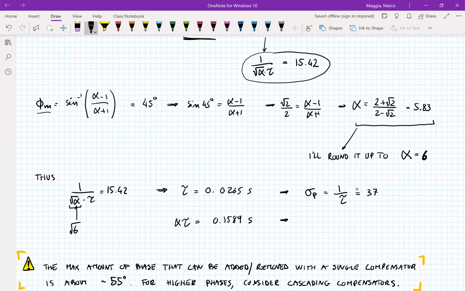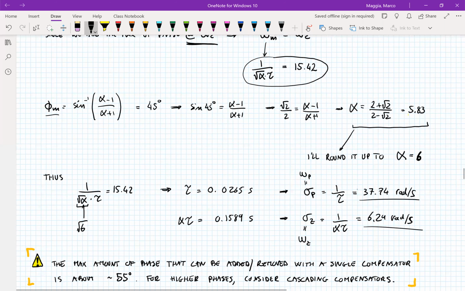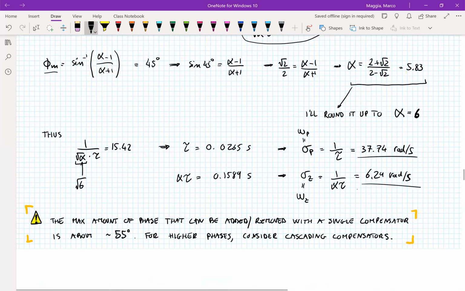And so we can find that sigma p is equal to 1 over tau, which is 37.74 radians per second. And remember sigma p is also equal to omega p, and sigma z is equal to our omega z, 1 over alpha tau, and that is 6.29 radians per second. So the frequency associated with the zero is lower than the frequency associated with the pole. Everything checks. So we are actually dealing with the phase lead compensator.